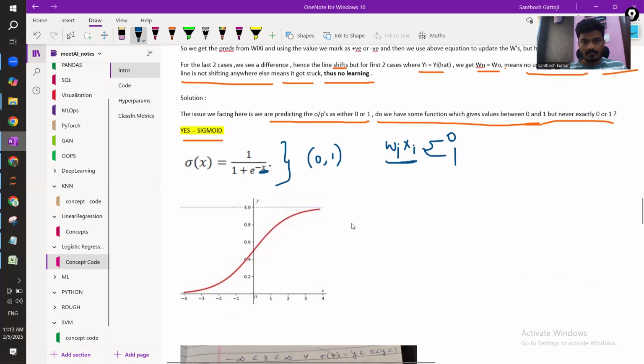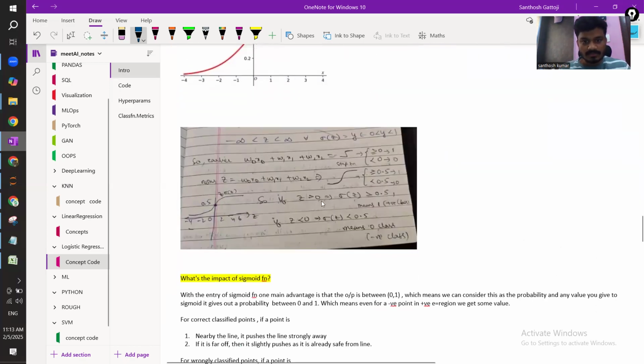So for example, earlier we were doing W0 X0, W1 X1. This gives us a step function kind of thing, which means either 0 or 1. If it is less than 0, it is one class; greater than 0, it is the other class. That's it. Agree?